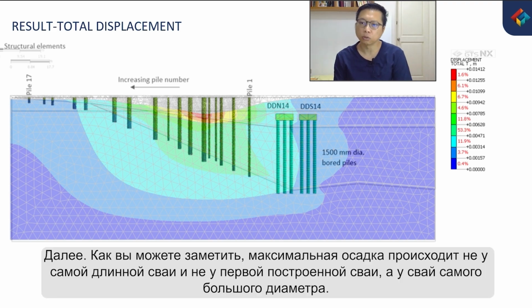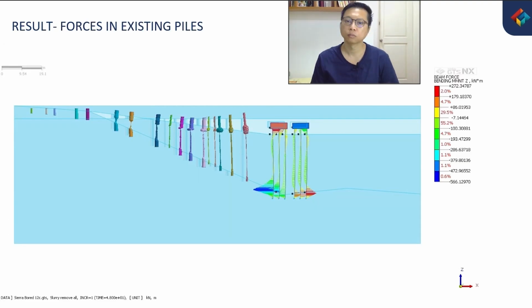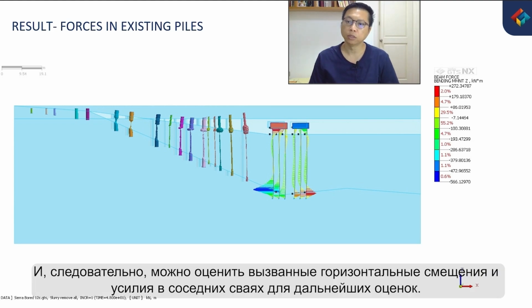Now, as you can notice here, the maximum settlement does not happen at the longest pile or the first constructed pile, but at the largest diameter piles. This result aligns with our observation at site that the governing factor of how much settlement you will get is highly dependent on the diameter of the bored pile. And therefore, you are able to assess the induced deflection and forces in the adjacent piles for further assessments.